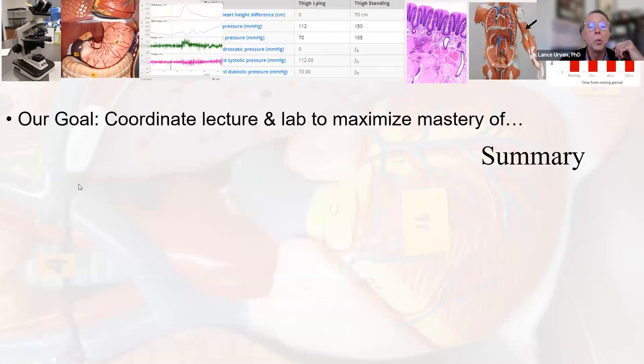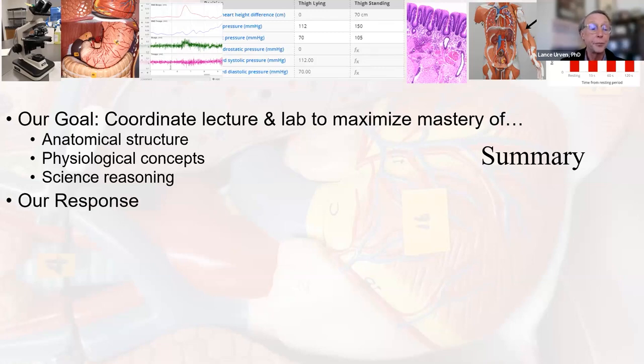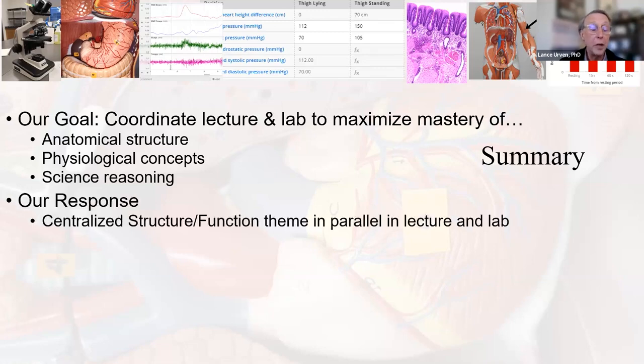So our goals were to coordinate the lecture and the lab and to maximize our course goals, that the students would learn anatomical structure, they would understand physiological concepts, and then they would understand why we hold those physiological concepts. Why do we believe them to be true? And to be able to practice those skills that allow us to understand the world around us, including physiology. We did that by making sure we coordinated our lectures and our labs, and we centralized this particular theme of structure and function, certainly in lab and in large part in lecture too.